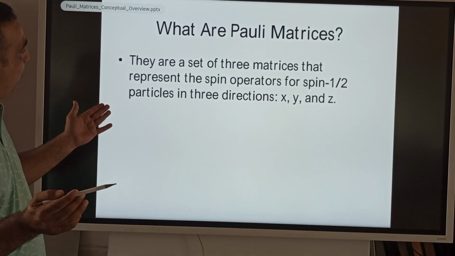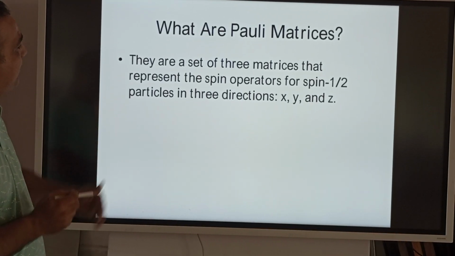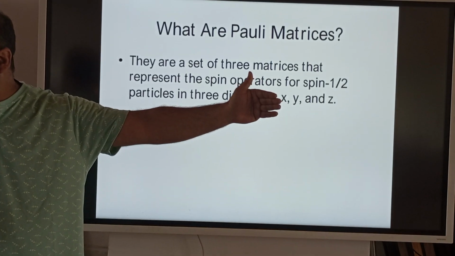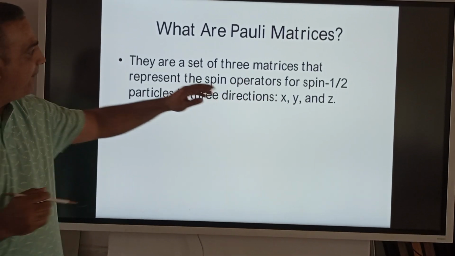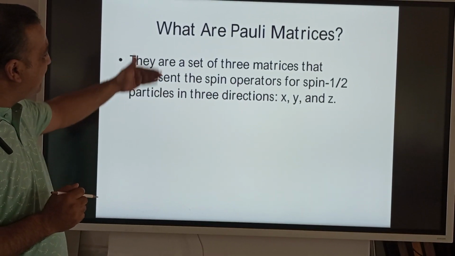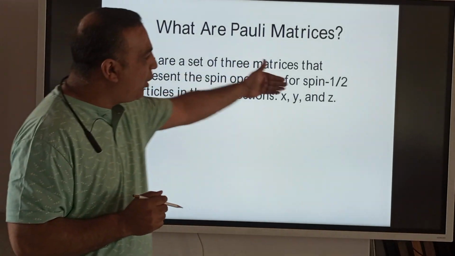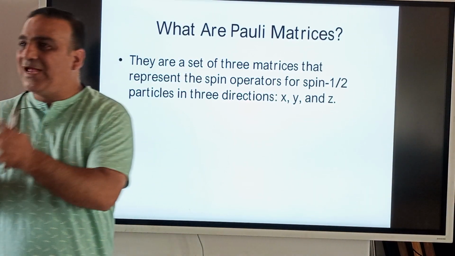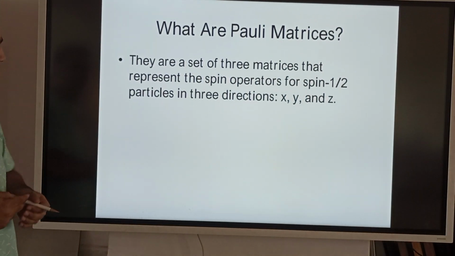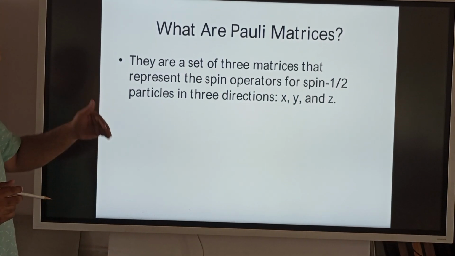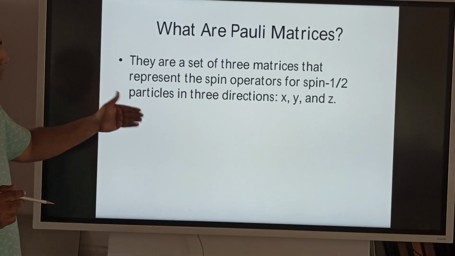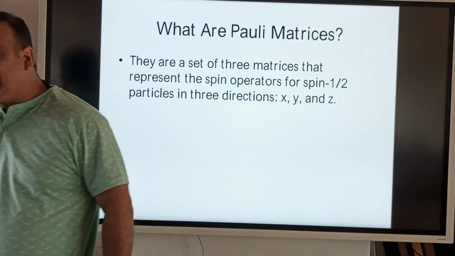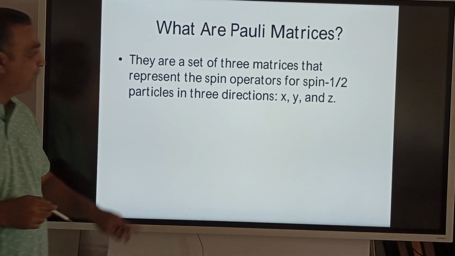Now, what are these Pauli's matrices? They are basically a set of three matrices: sigma x, sigma y, sigma z, as we talked about. Okay, and what they do is they represent the spin operators for the particles whose spin is plus half and minus half. And they do have these corresponding directions: x, y, and z. Sigma x, sigma y, and sigma z.